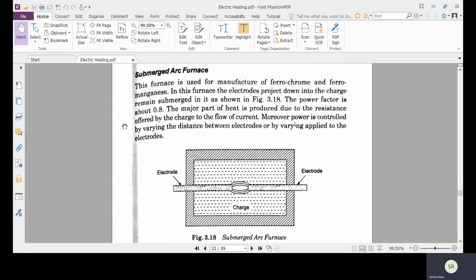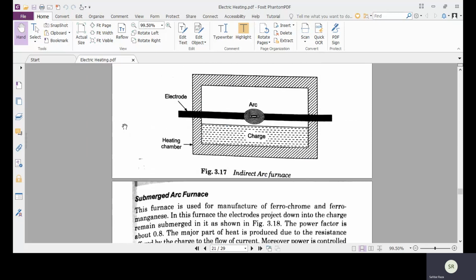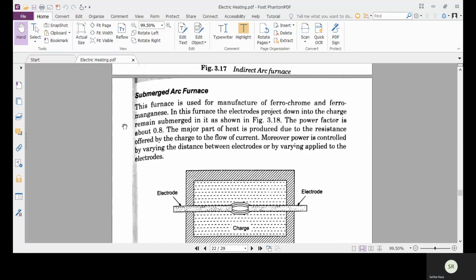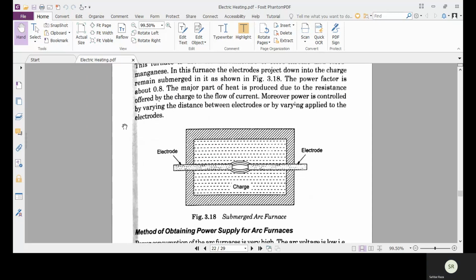Now we will move towards another type of arc furnace, which is a modification of the indirect arc furnace. We can name it the submerged arc furnace. From the figure it is clear that here the electrodes are in between the charge, but in the indirect arc furnace the electrodes and arc are produced above the charge. The electrodes are within the charge, and the charge is represented by the dotted lines.